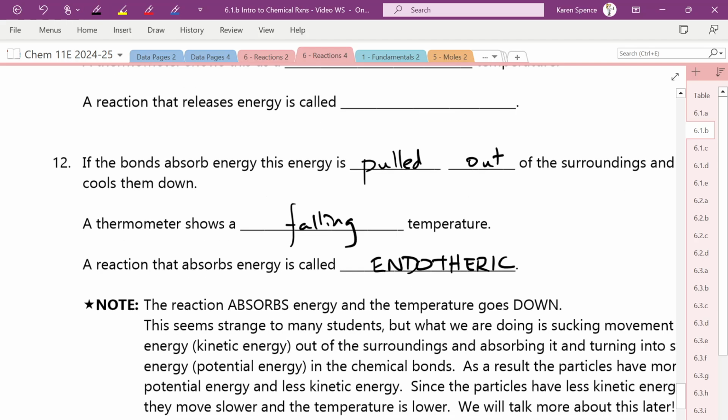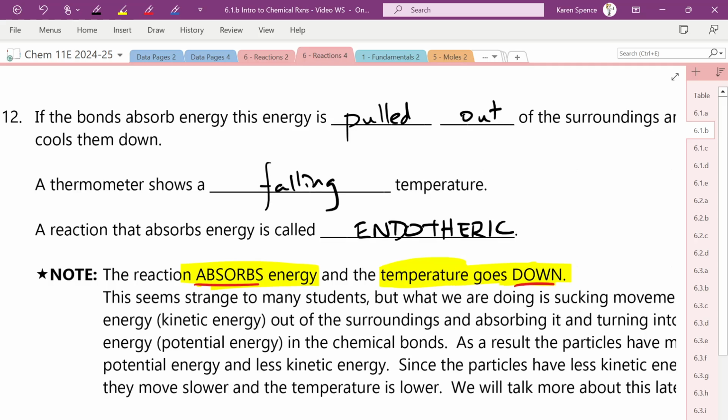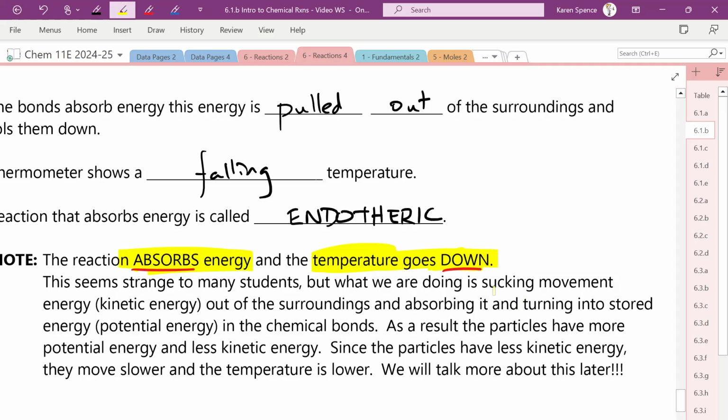And I want to bring this to your attention because many students get confused because a reaction absorbs energy and the temperature goes down. And people don't like that. They're like, it's absorbing energy. The temperature must go up. But there's another step in there that they never mention to you. So it's sucking kinetic energy out of the surroundings. What is kinetic energy? Energy of movement, okay? So we're sucking movement energy out of the surroundings.